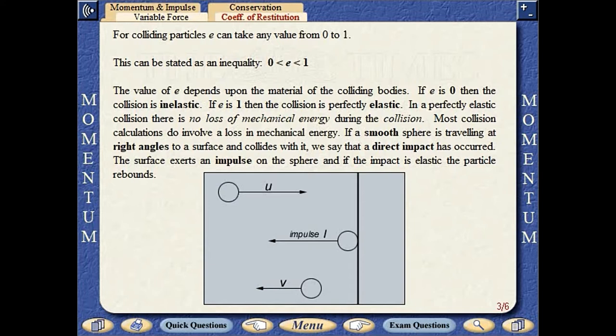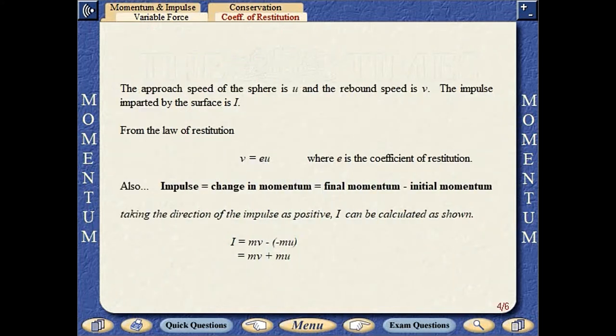If a smooth sphere traveling at right angles to a surface collides with it, we say that a direct impact has occurred. The surface exerts an impulse on the sphere, and if the impact is elastic, the particle rebounds. The approach speed of the sphere is u, and the rebound speed is v. The impulse imparted by the surface is I. From the law of restitution, v equals Eu, where E is the coefficient of restitution. Also, impulse equals change in momentum equals final momentum minus initial momentum. Taking the direction of the impulse as positive, I can be calculated as shown.